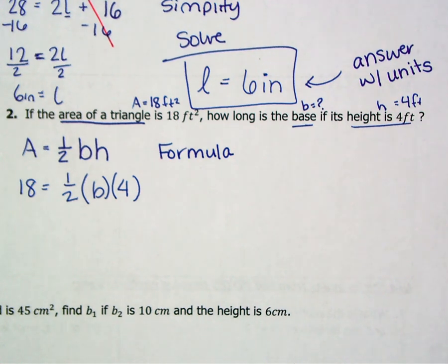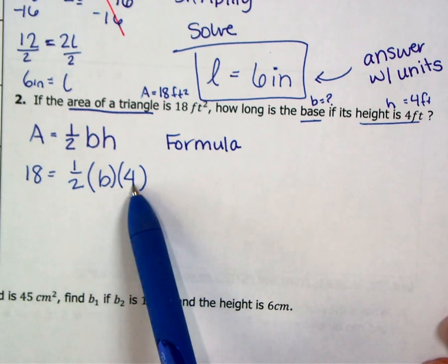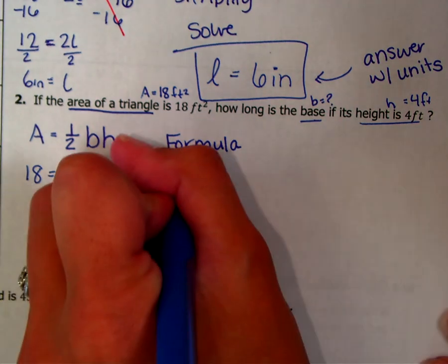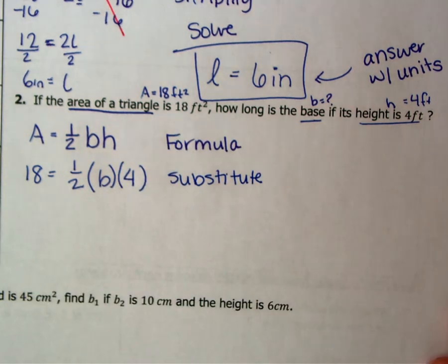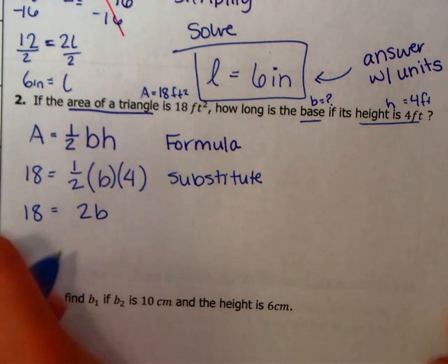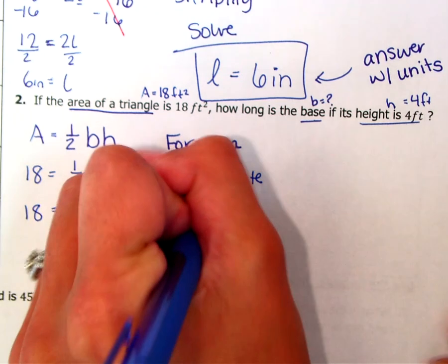Does order matter in multiplication? No. So even though there's a B in between my 1/2 and 4, I could technically multiply my 4 and 1/2. What is 4 times 1/2? Or what is half of 4? 2. Once we've simplified, all we have to do is solve.